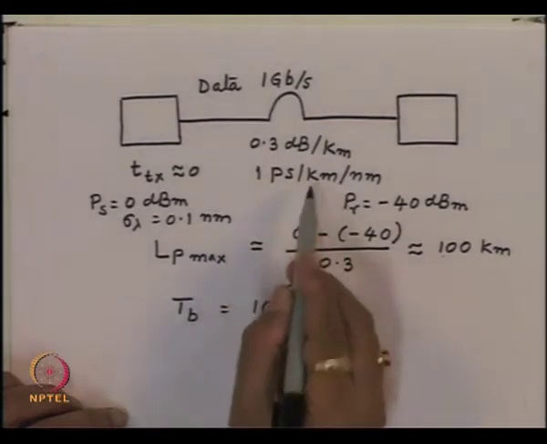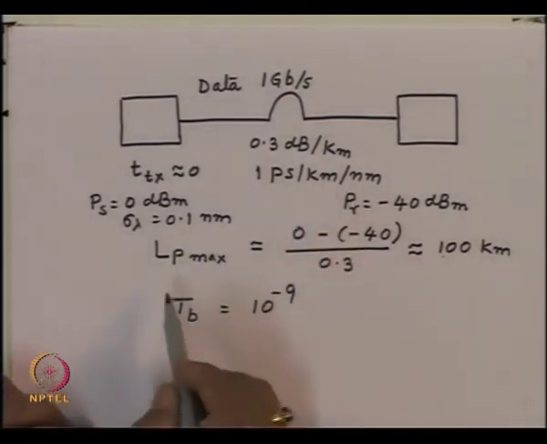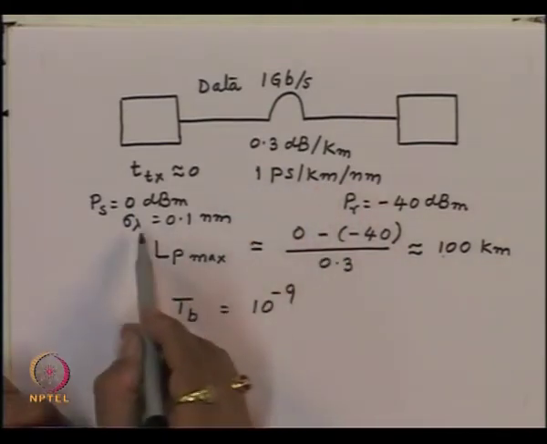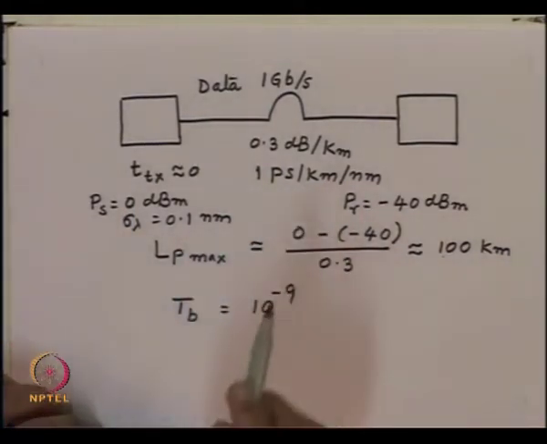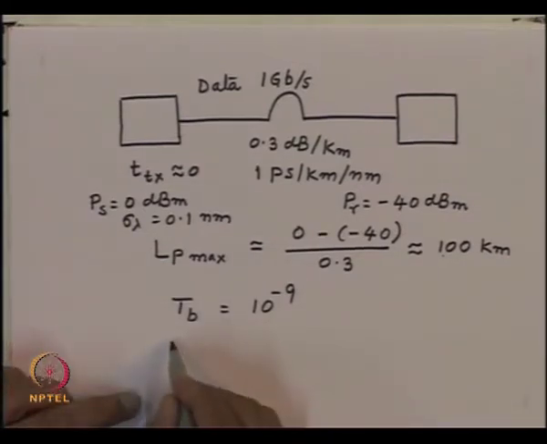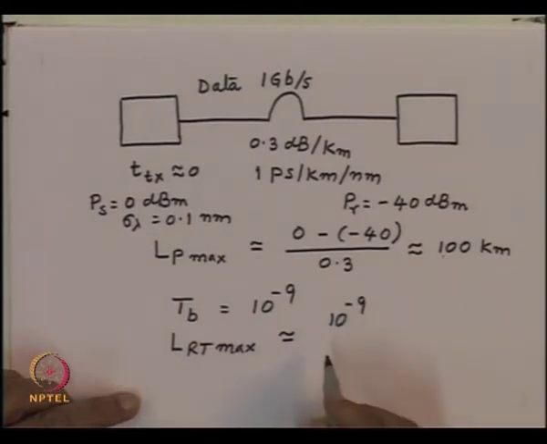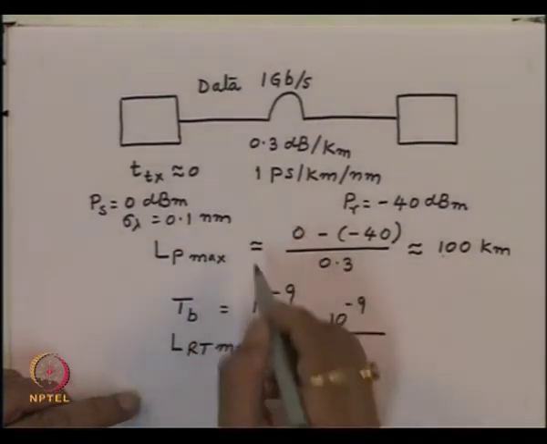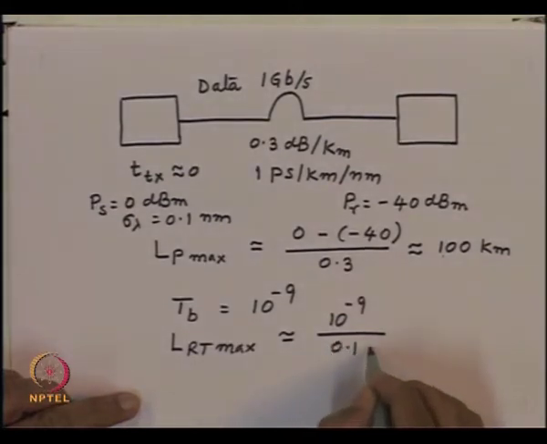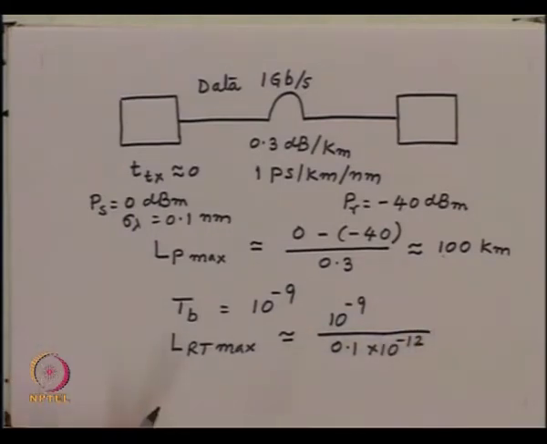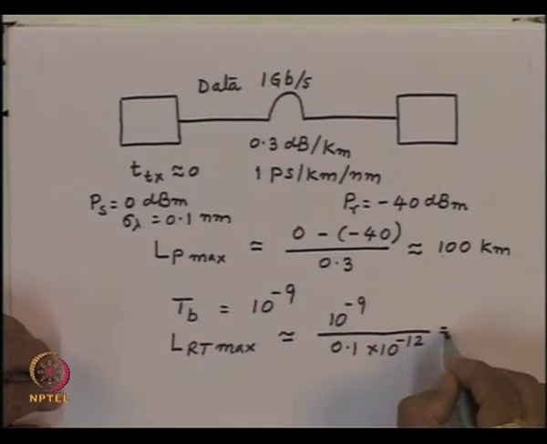The dispersion is this per kilometer per nanometer. So, over per kilometer we have this multiplied by the spectral width, 0.1 picosecond is the broadening of the pulse. So, now I have the L_RT max, which is approximately 10 to the power minus 9 divided by 0.1 picosecond, which is 10 to the power minus 12. So, you see this quantity is now something like 10 to the power 4 kilometers.